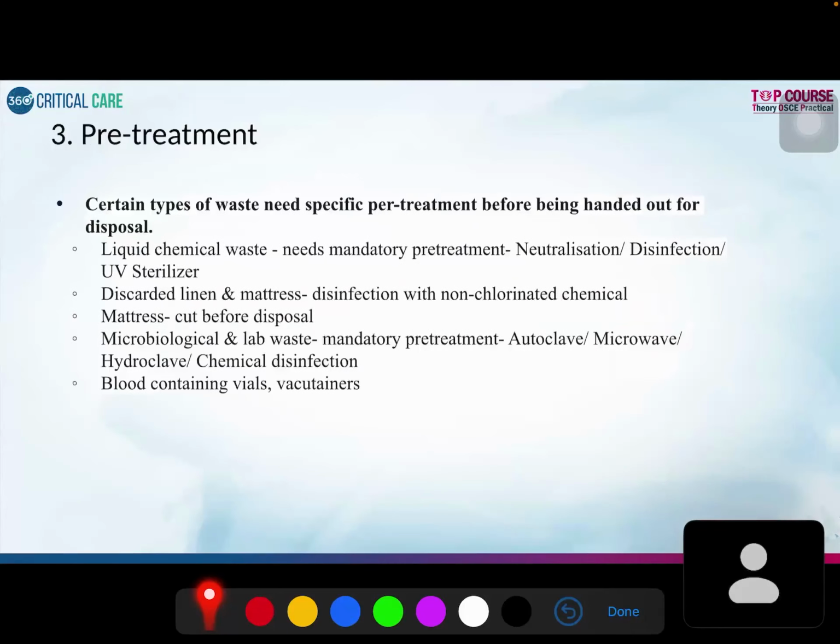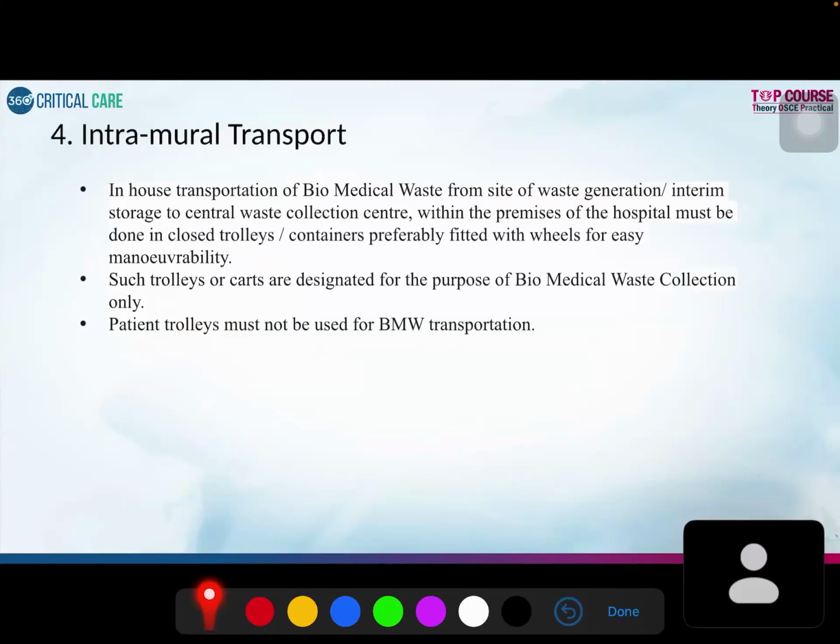Okay, so the next step. So we did segregation, we did collection. Now we are at pre-treatment. Some types of waste need to be treated before being handed out for disposal. These include liquid chemical waste, discarded linens and mattresses, all your microbiology and lab waste, and all blood containing vials and vacutainers. So these five categories of waste need one specific pre-treatment, which has been mentioned, which you can go through.